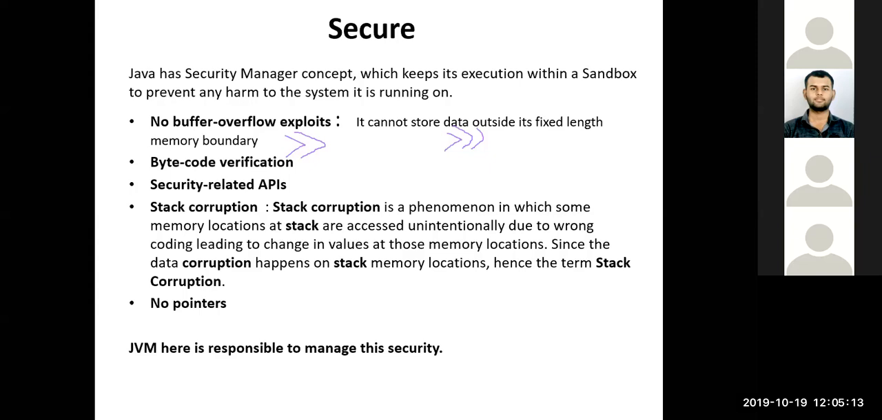Then we have security related APIs. In Java, we have security related APIs which make our Java code secure. We can utilize those APIs while writing our own code, so that our code can handle cases of some malfunctioning or some attack. With the help of these APIs, we can write more secure code in Java.